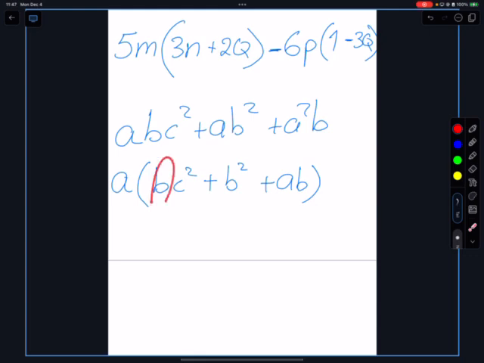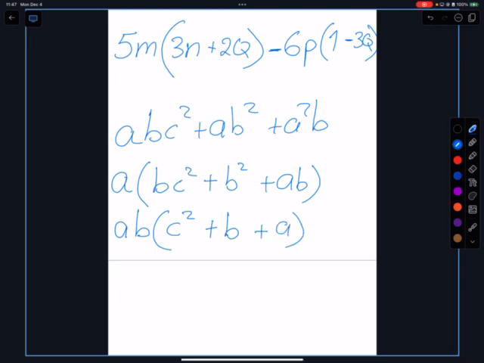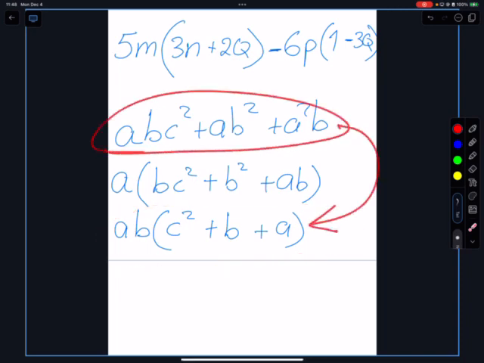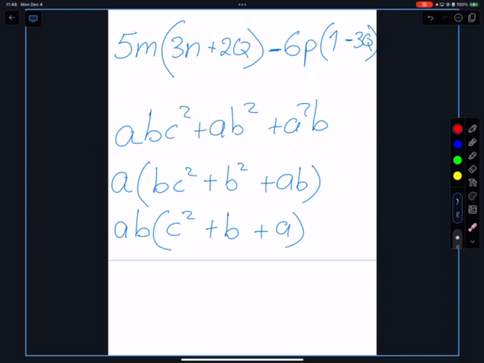Now you look for the second one, B. What do we have? 1, 1. So you subtract 1. What do you get? AB. B divided by B is 1, so you get C squared, plus B squared divided by B is B, plus AB divided by B is A. So this is your final answer. Once you understand, you can go from here all the way to here immediately, because you see it.